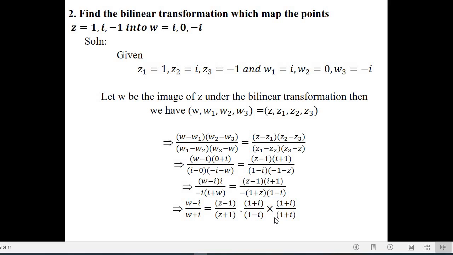In any problem, x plus iy into x minus iy always becomes x square plus y square. A complex number multiplied by its conjugate, we always write directly x square plus y square. What is x? Real part. y? Imaginary part. That method I apply to the denominator here.